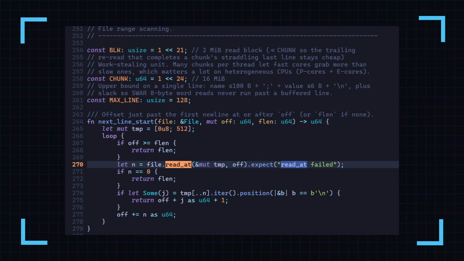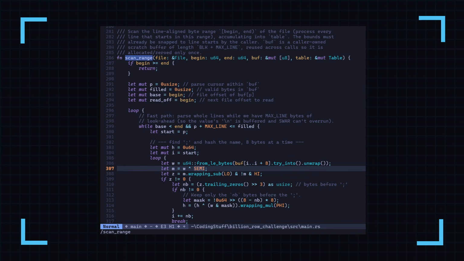Each worker thread streams its assigned chunks in 2 megabyte blocks using read_at. That matters because read_at lets a thread read from a specific byte offset without moving the shared file cursor. So multiple threads can read different parts of the same file without constantly fighting over one global position.